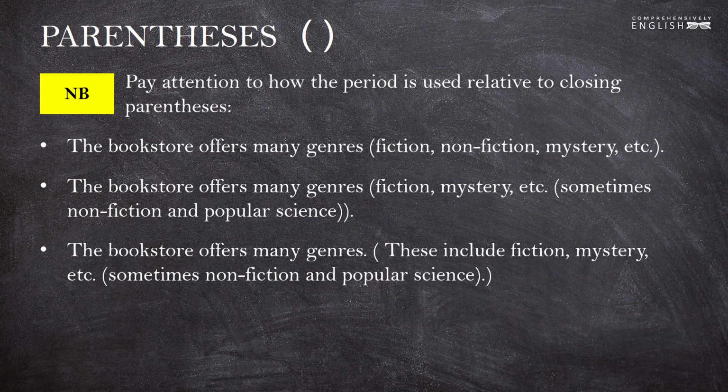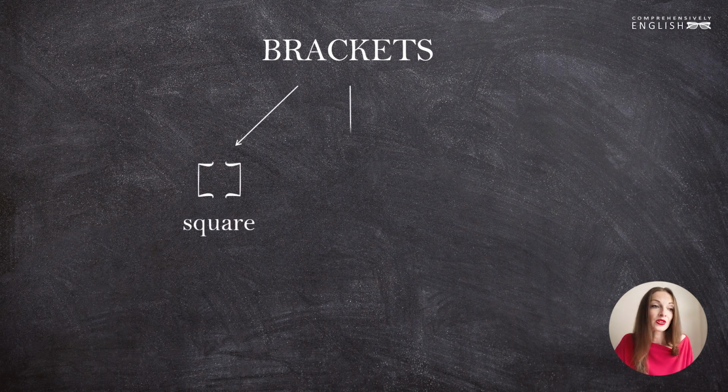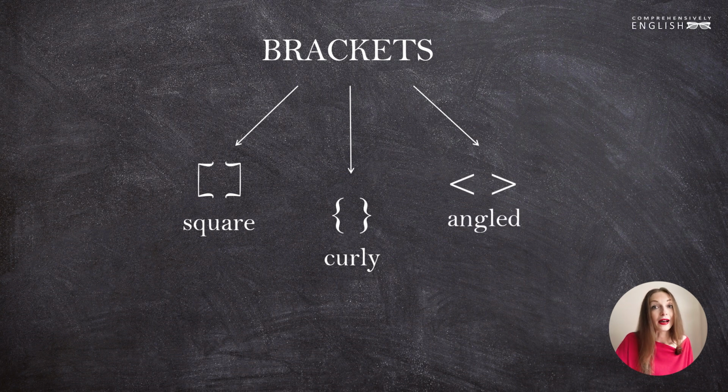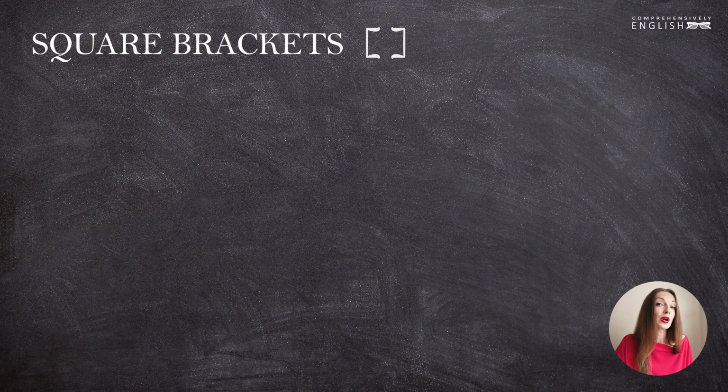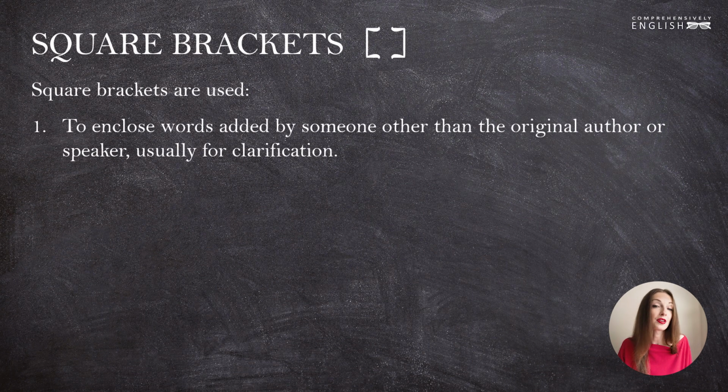Another punctuation mark that helps us divide sentences into parts is brackets. Speaking about brackets, we have three different types of them. We have square brackets, we also have curly brackets, and finally we have angled brackets. The most common are the square brackets, so let us start with them. Square brackets are used to enclose words added by someone other than the author. Usually that is done for clarification.